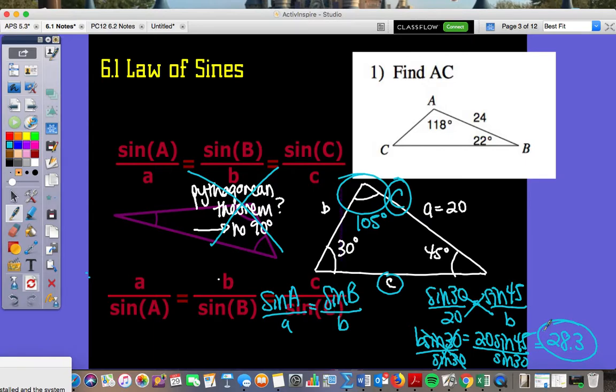Did anyone get side C? Just throw it out there. Devin, go ahead. 38.5. Good. Did everyone else get that? I got 38.6. 38.5 or 6 is fine. So we'll say 38.5. If you put 6 and it was rounded up, that's fine as well. Depending on how you rounded earlier, that could affect your total on that, okay?